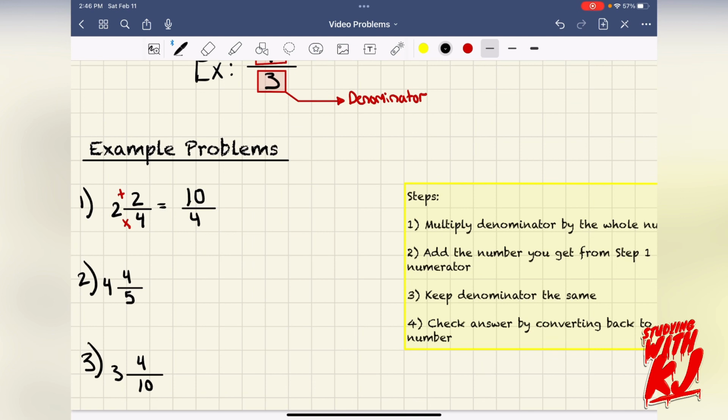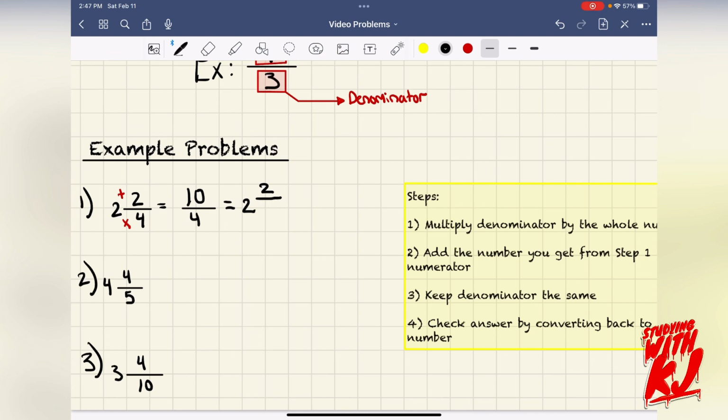Now, 10/4 is the answer we got for our improper fraction, but we want to check if that is correct. And we do that by dividing 10 by 4. So we do that by seeing how many groups of 4 can go into 10. 2 groups of 4 can go into 10, right? Because 2 times 4, or 4 times 2, same thing, is 8. Now that leaves us with a remainder of 2, because you need 2 more to make 10.